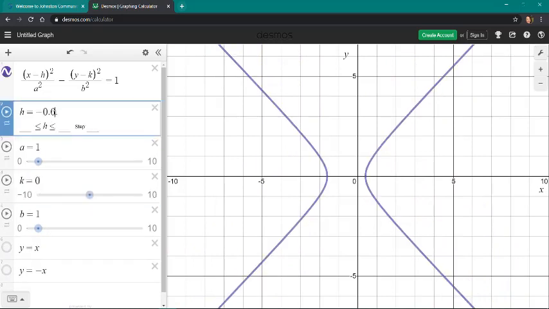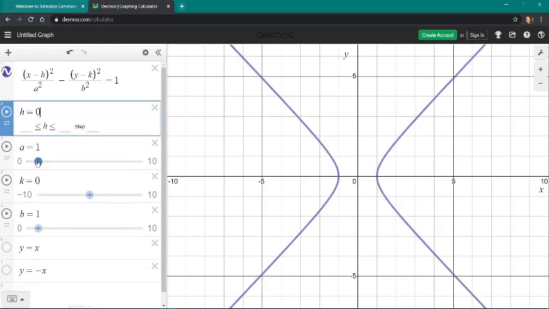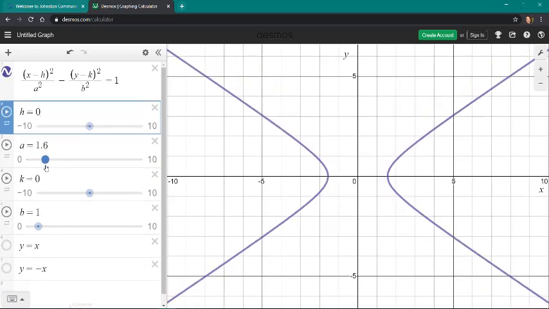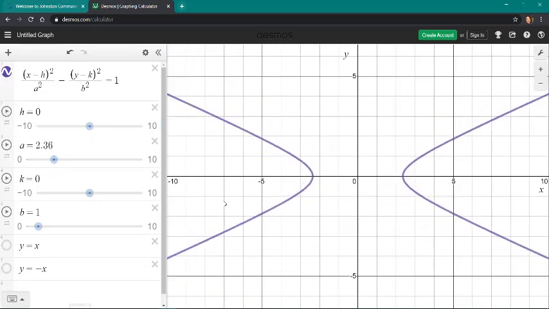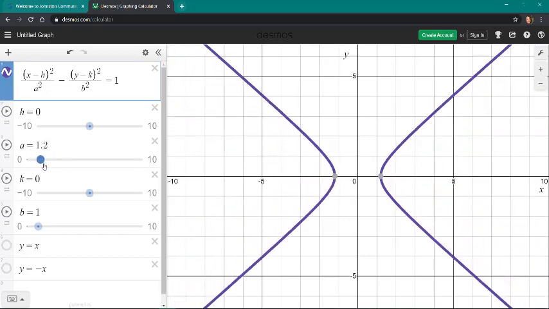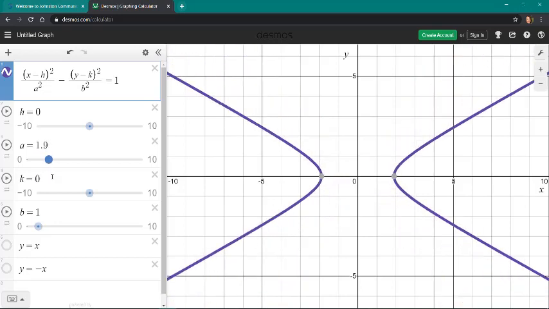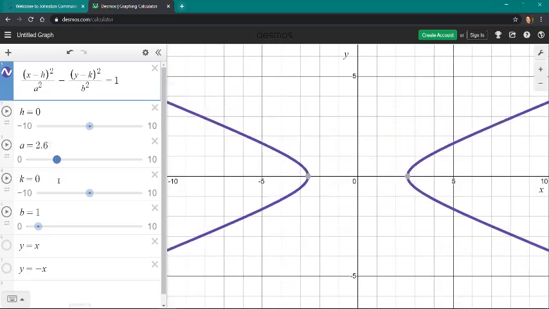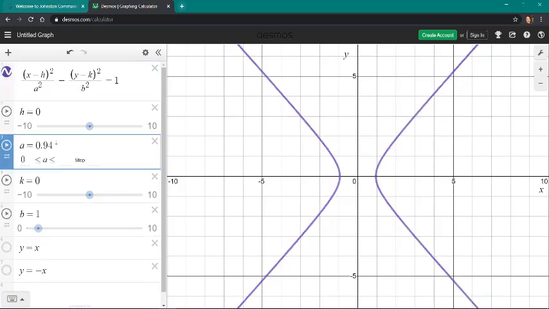But let's talk about what happens with a and b. So as a changes, notice the curve is changing in two ways. The vertices, which are these points here, where the curves make their turns, are changing. The location of those is changing. Also, the curvature is changing. This is a very wide curve. This is a more narrow curve. So a affects a couple of different things. And I'll put that back to 1.